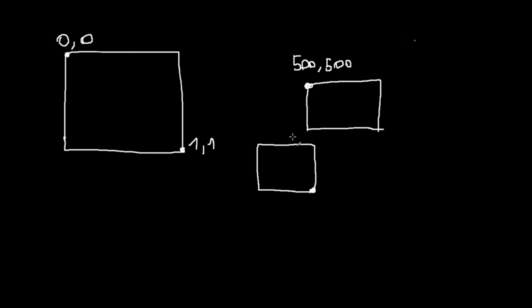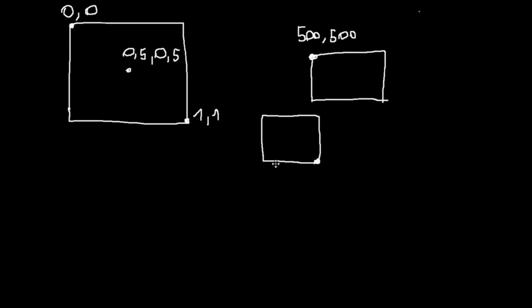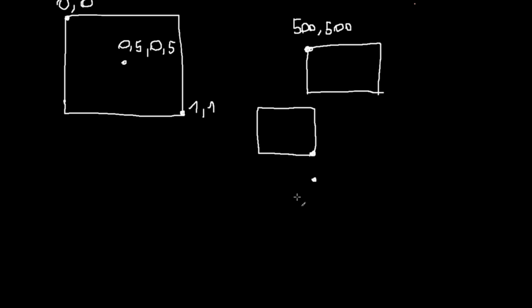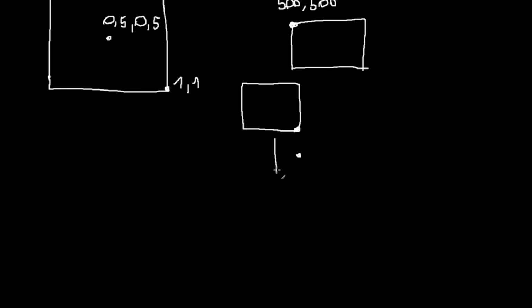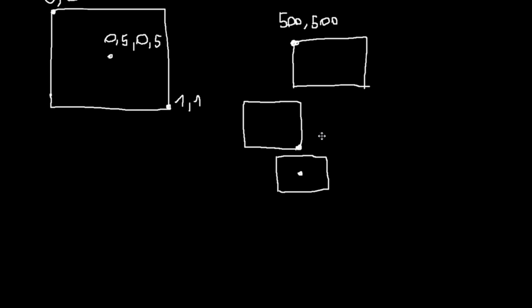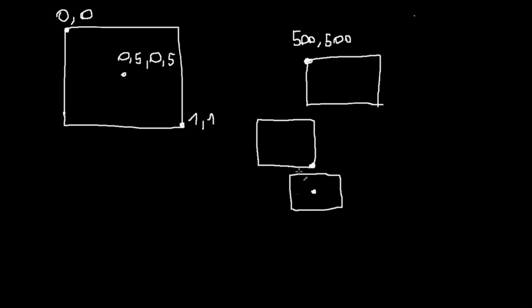Okay, so now let's say the origin point is in the middle, so 0.5 and 0.5. And that would look something like this. Let's say, okay, so this is 500, 500. Our texture would look like this, so right in the middle. So you can think of origin points just as something that the texture bases its position on.